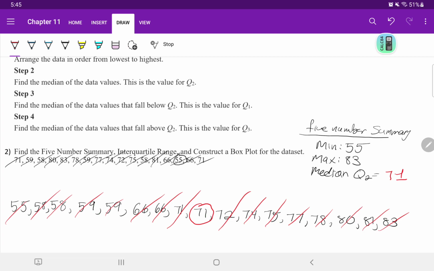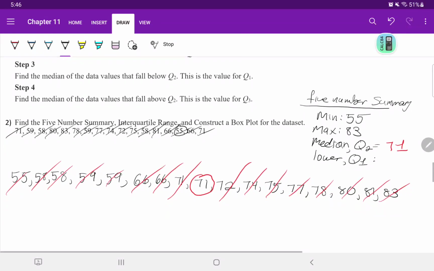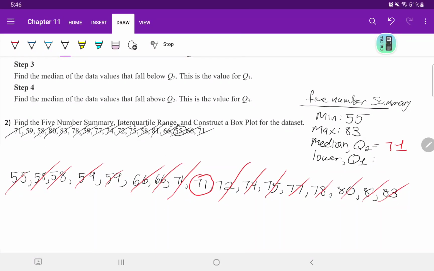Now, what you're going to do is to find quartile 1, the lower quartile. So we're going to call that Q1. Take all the numbers that are below the median and find the median of those values. So basically, we're taking all of these values right here that are below the middle value and finding the median of those. So let's reset briefly.